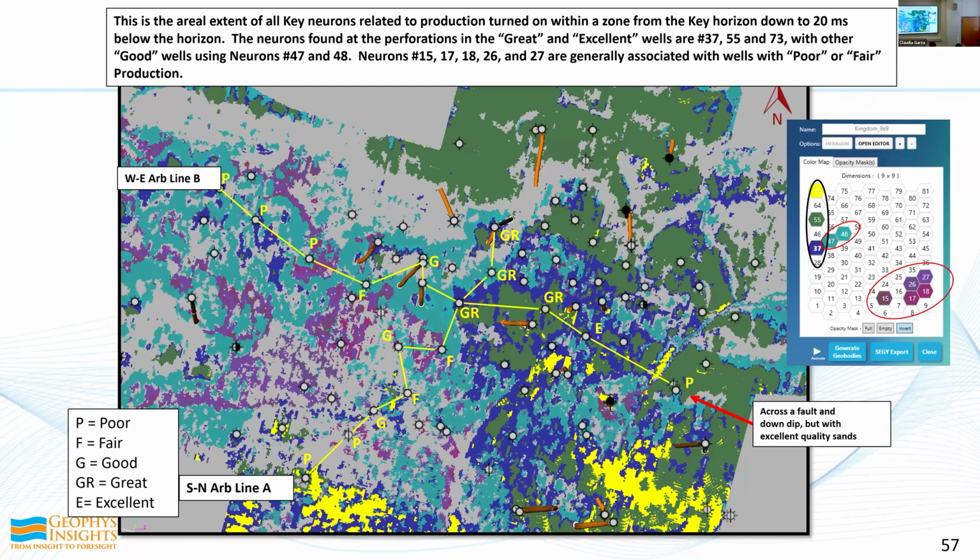When you're looking at the map of what neurons have actually produced, my guide here is P stands for poor. I have fair, I have good, great, and excellent, and they're all about 5 BCF. The poor ones are less than 5 BCF. The excellent is the one well that's above 30 BCF. And you can see there's a very good demarcation between kind of the bluish and purple colors versus the greens, dark blues, and yellows.